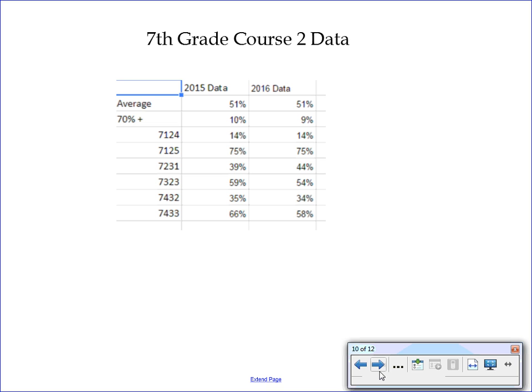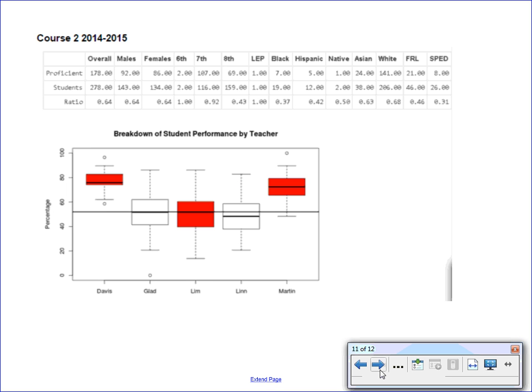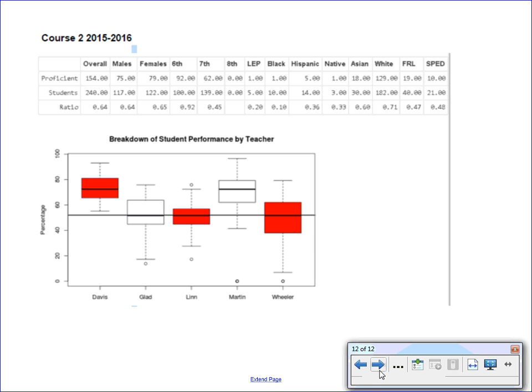Here's the 7th grade course two data. You can see again from 2015 to 2016, breakdown of information. And then our demographics, here's 2014-15 information. Last year we had projected 64% of our course two kids would be proficient for their MCAs. And this year, again, we're at 64% of our kids overall being proficient.